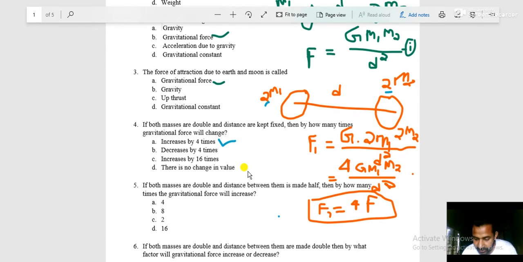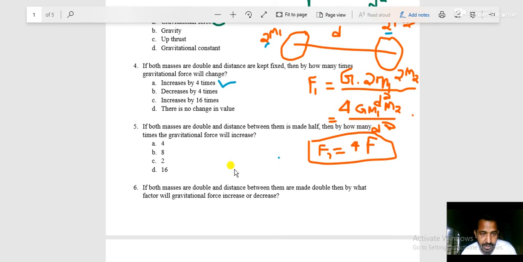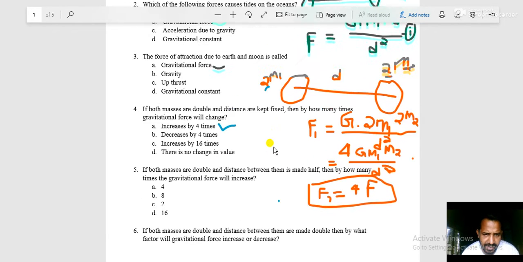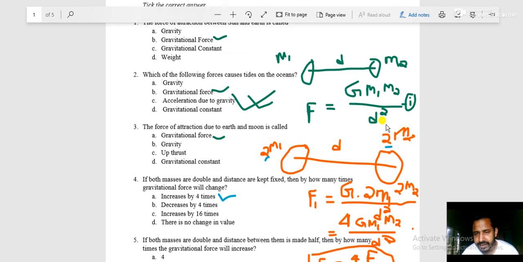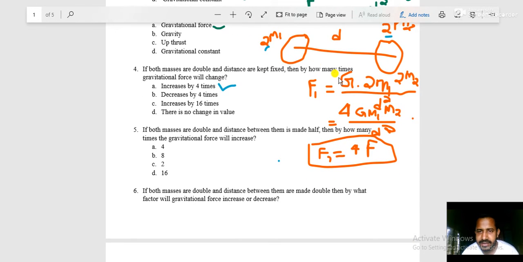In the same case, read question number 5. If both masses are doubled and the distance between them is halved, then by how much will the gravitational force increase? Now the distance is half and both masses are doubled, and I should write over here. This original scenario will be the same. You can also do it by just dividing equation 1 and 2. In the second case it will be different, and the distance is also halved. 2m1, both masses are doubled. I have doubled the mass and the distance is kept half.